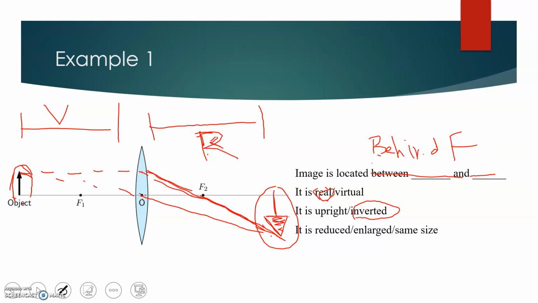And then finally, looking at size, it is hard to tell because my drawing is not that great, but again, you would look at the original arrow and compare it to the size that you have here, and that was going to be enlarged. So now what you're going to do is take those steps and use those to complete the practice worksheet.